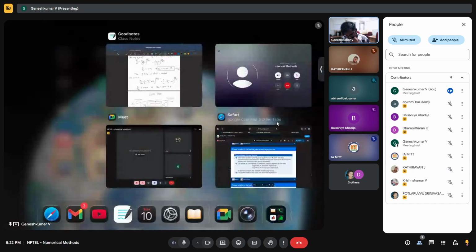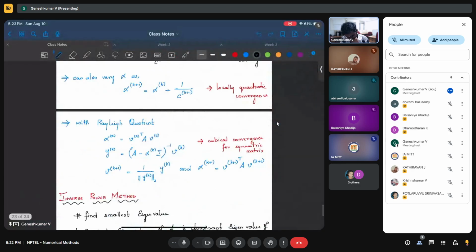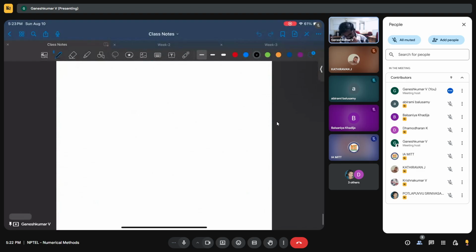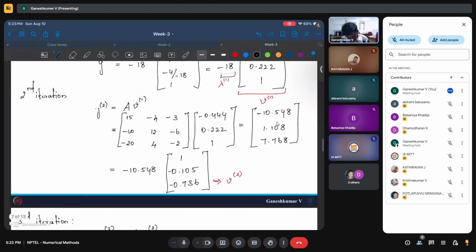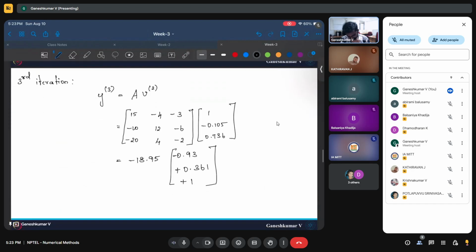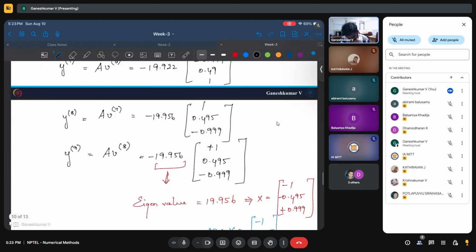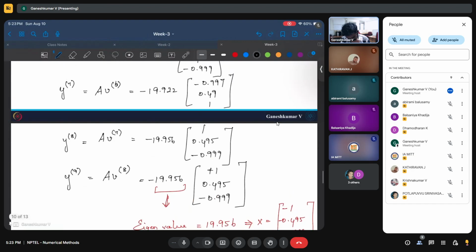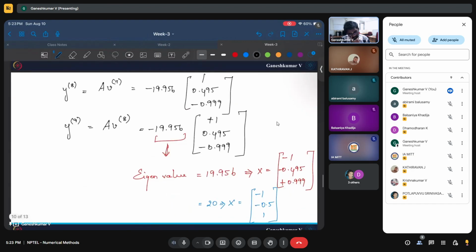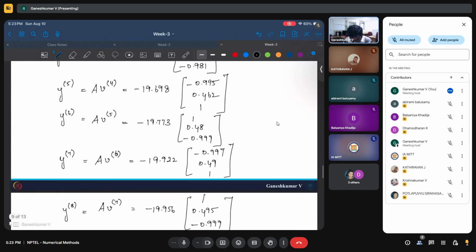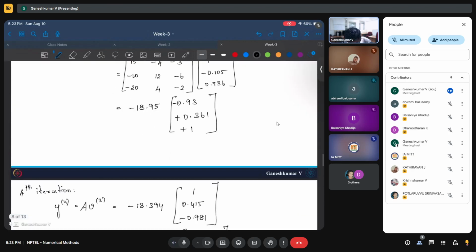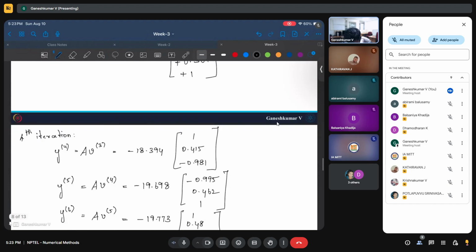But in our case, I might have done something wrong. This probably should not be minus 19. It should be plus 19, which means I might have done something wrong before itself.